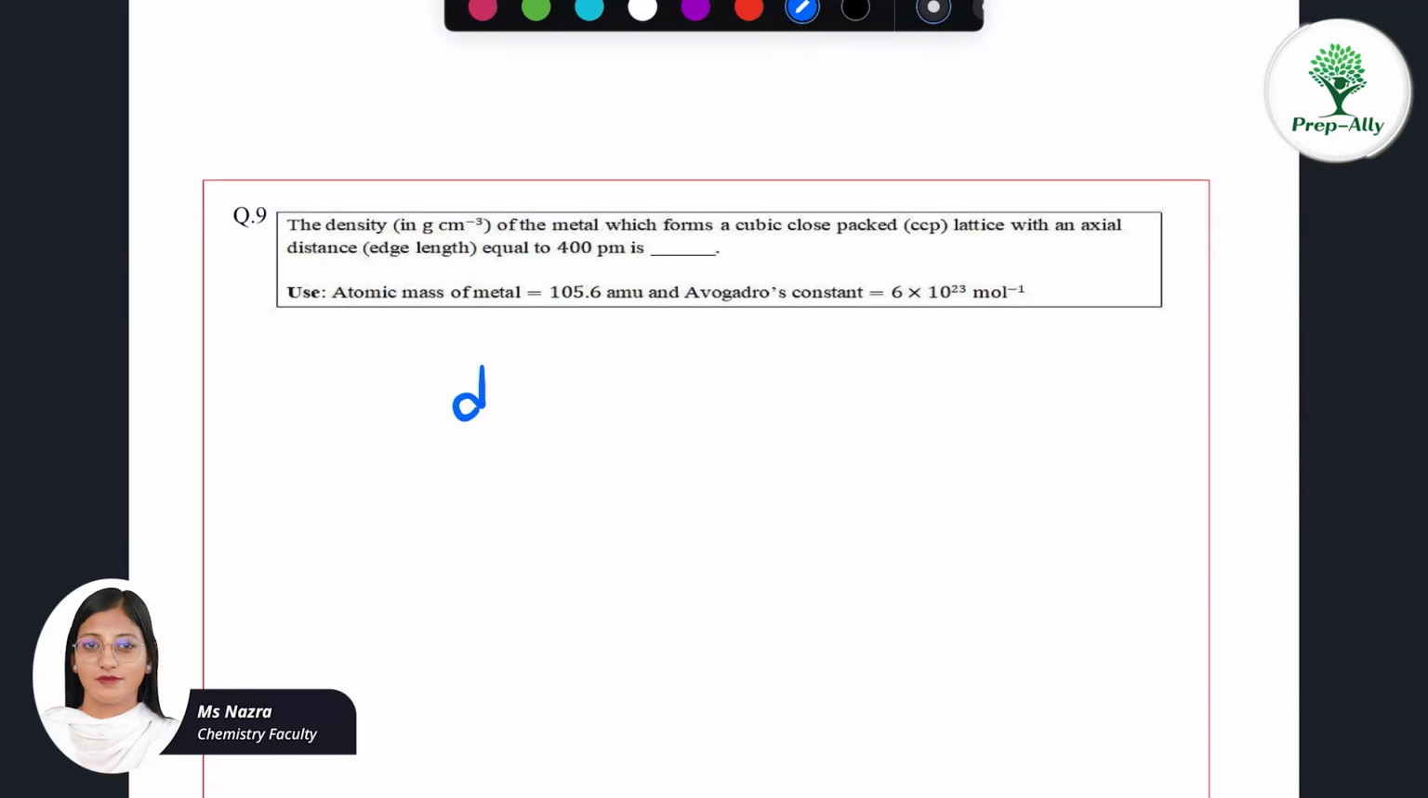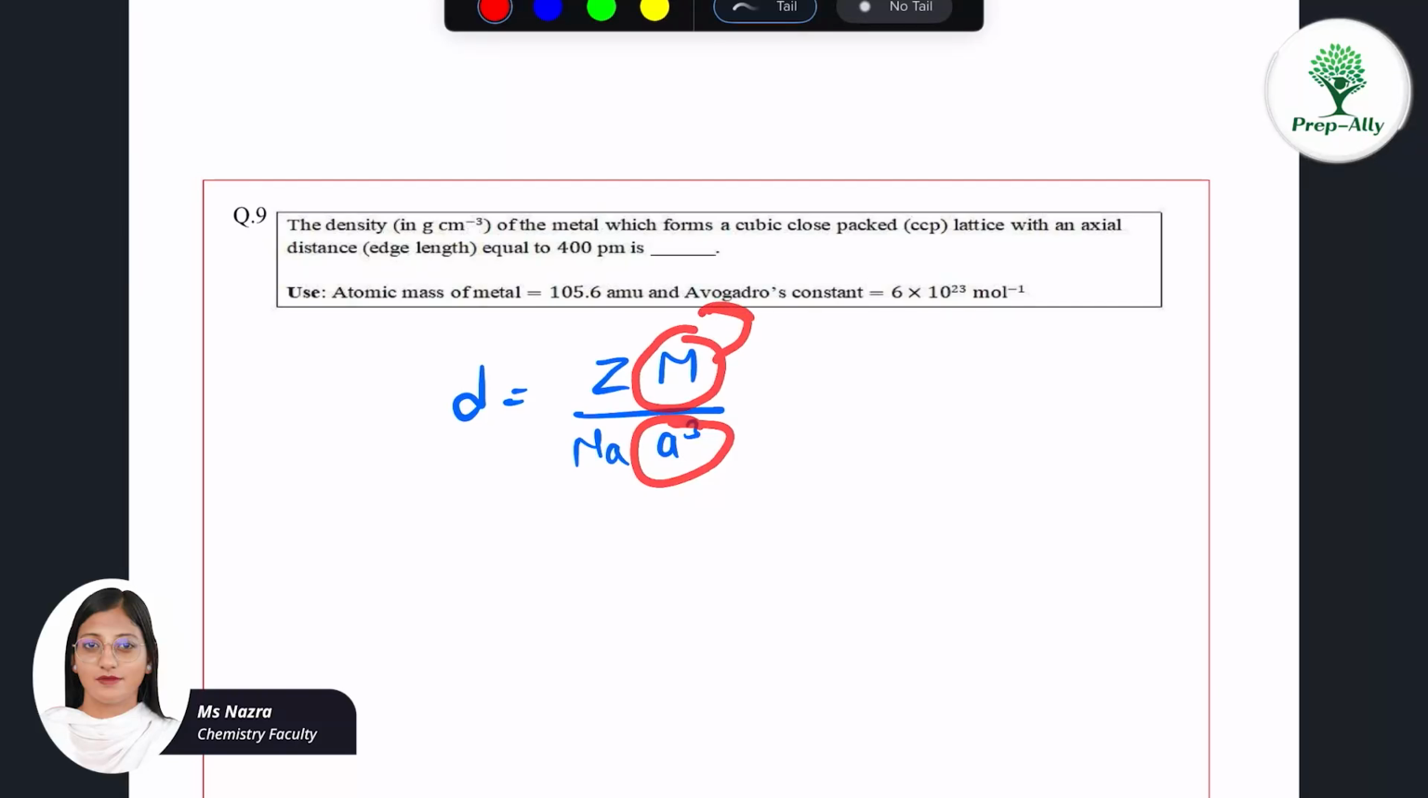Now see, this question is directly based on the formula that many of you must be remembering, that density of a unit cell is equal to Z into M divided by Na into a cube. Z is the number of atoms, a is the edge length, and M is the atomic mass, or if it's a molecule, then molecular mass will take over there. So the atomic mass of the metal is given to you.